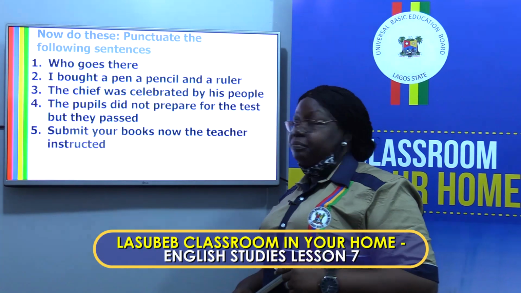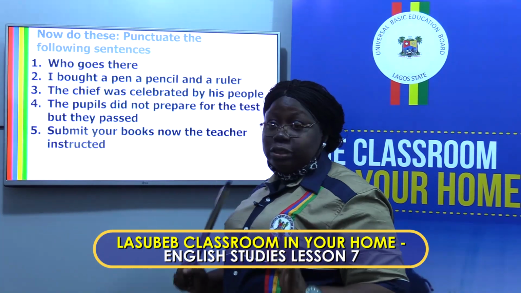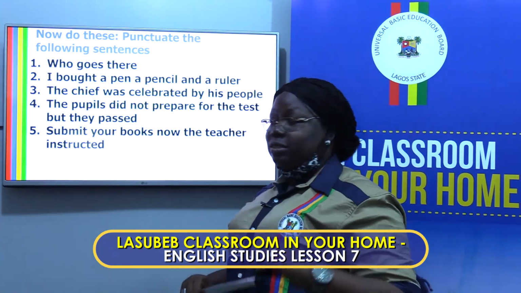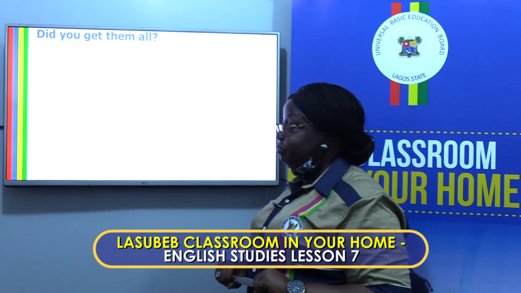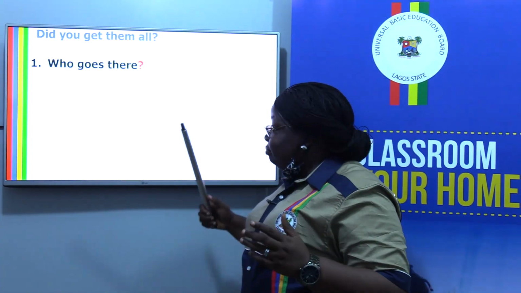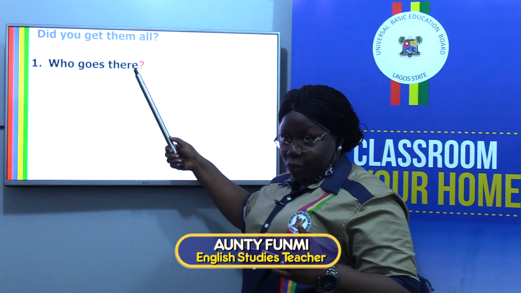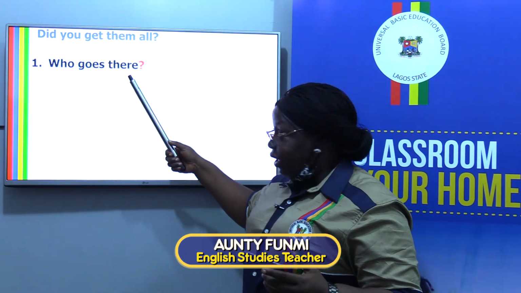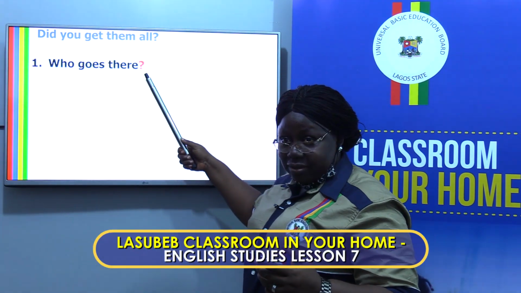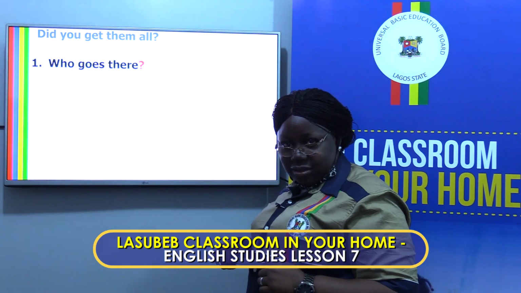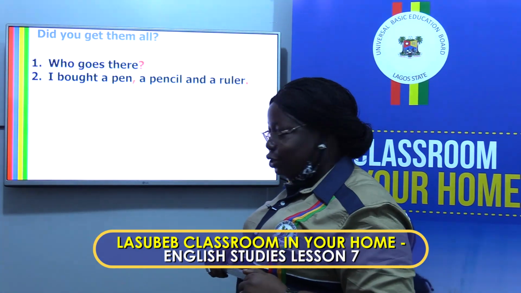Eyes on me. By now, you should have finished the exercise. Let's do the corrections together. Who goes there? It's a question. And what do you have there? A question mark. Did you get that? Good job, you. The next one.